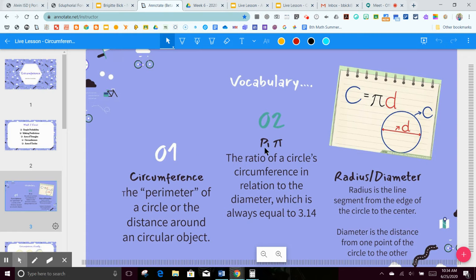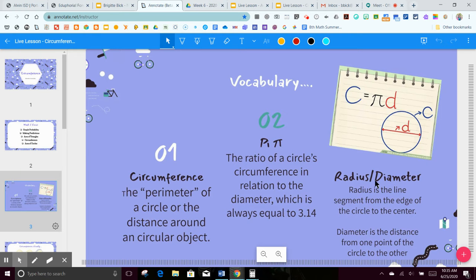Pi, it's spelled P-I, or it has this little symbol right here. You've probably seen that symbol on a calculator before. It's the ratio of the circumference in relation to the diameter. So we use 3.14 to replace it, especially when we don't have calculators available to us. So you'll see 3.14 a lot.